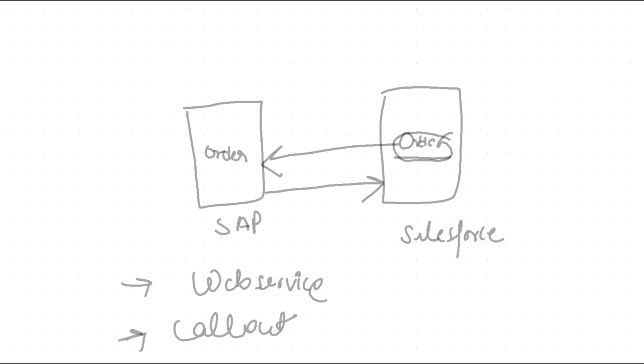Sometimes you will hear this term outbound and inbound. Outbound is nothing but doing the call out. Inbound is nothing but we have created a web service class which has created an API, and another system is calling that API. So in this case, Salesforce will do a call out and SAP has exposed a web service. So for this SAP system, this will be an inbound call. For Salesforce, this is an outbound call. Okay. Any doubt in this, guys?